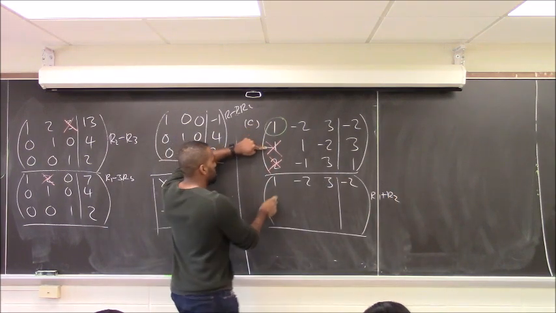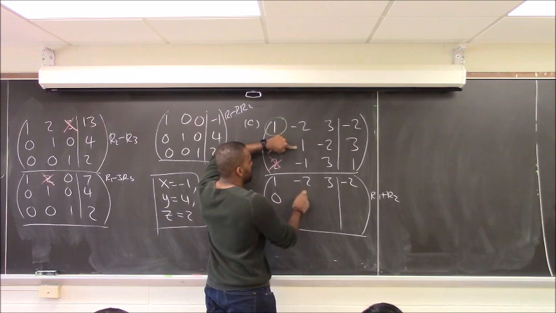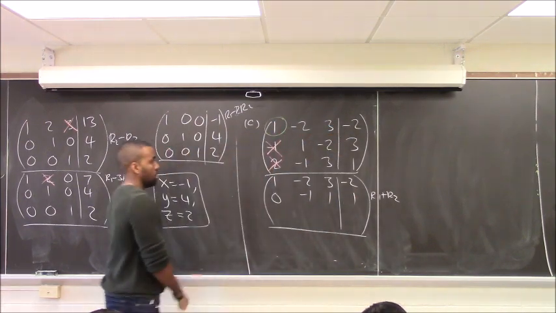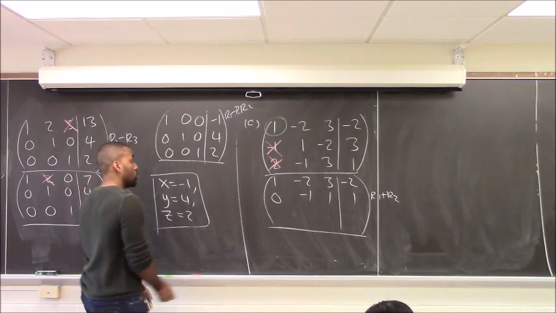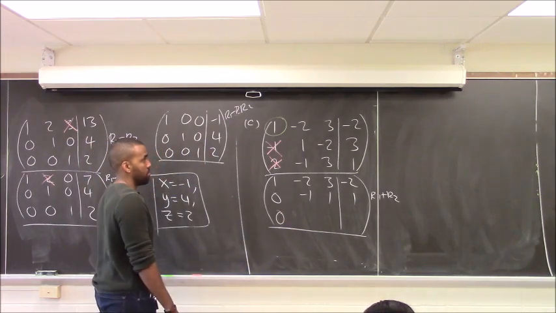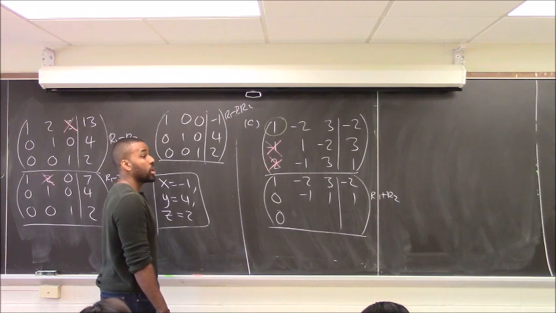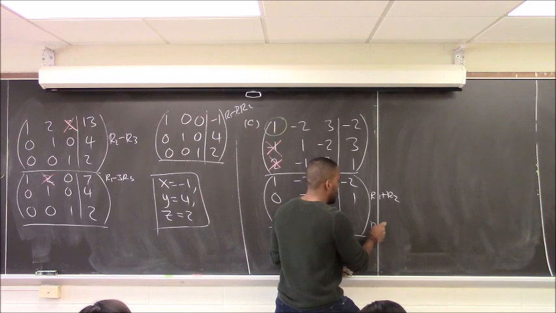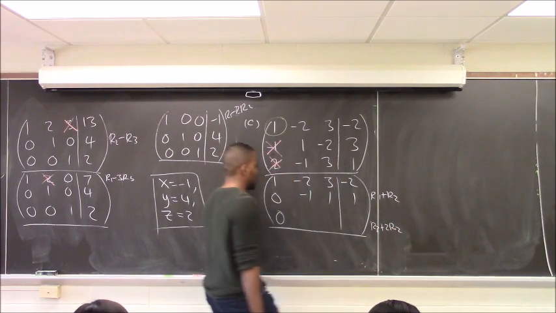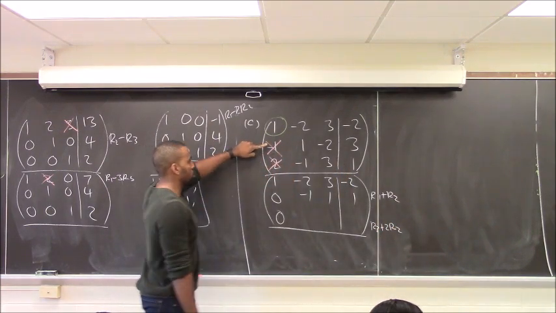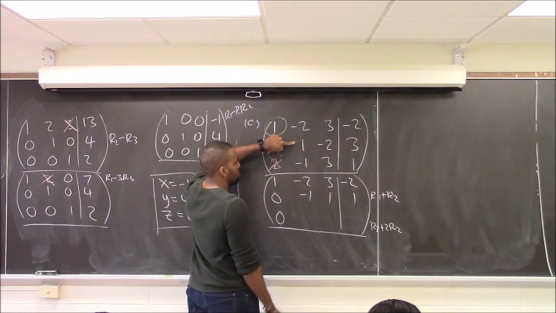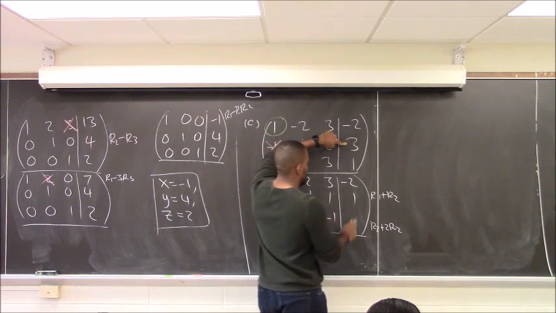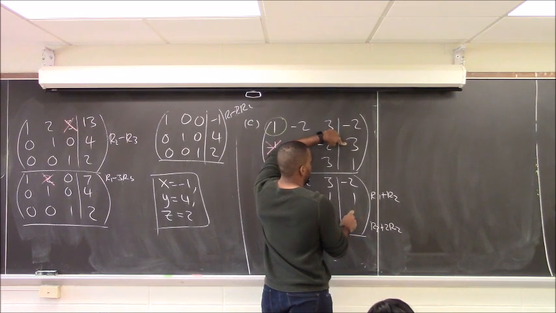1 plus -1, 0. This plus that, -1. This plus that, 1. This plus that, 1. I also want a 0 here. How am I going to do that? Row 3 plus 2 row 1. We'll get that to work. This plus 2 times that, 0. This plus 2 times that, 1. This plus 2 times that, -1. This plus 2 times that is 7.